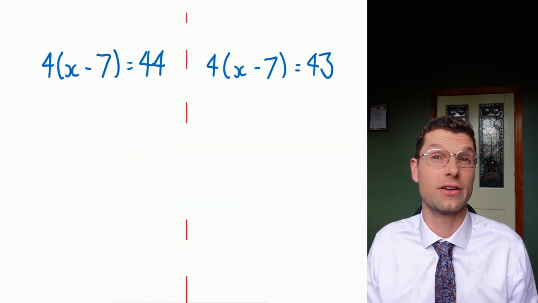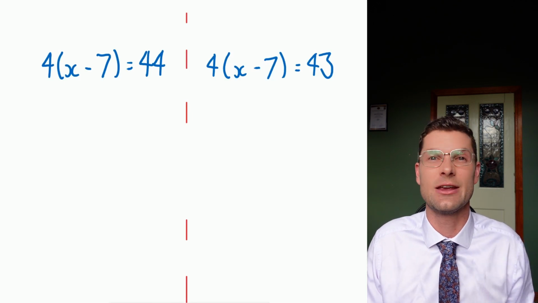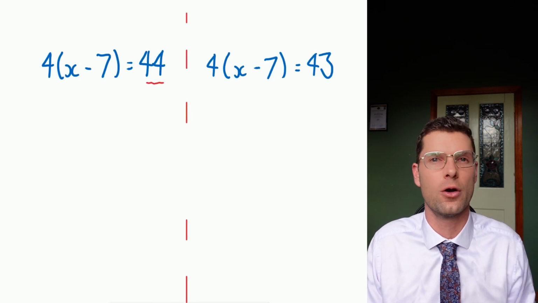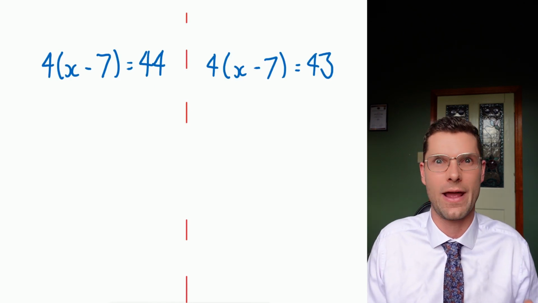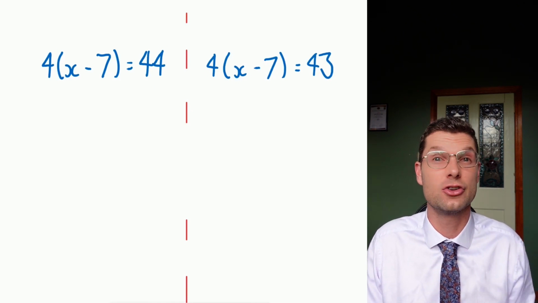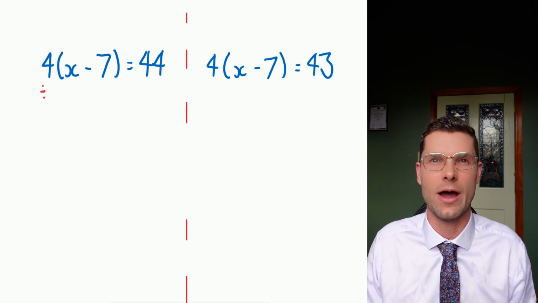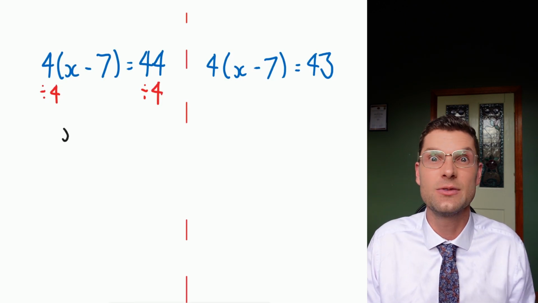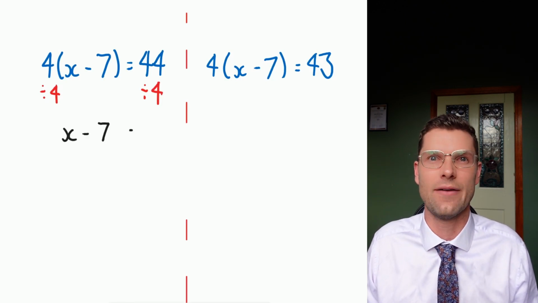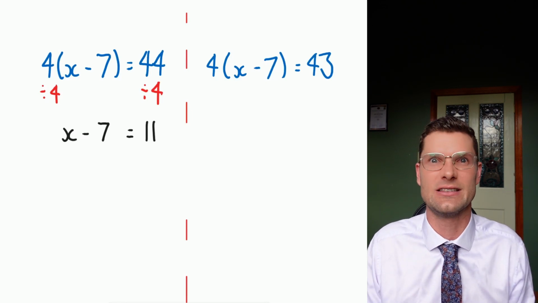So if we have another look at these side-by-side equations, we've got the same brackets, but they're just equal to something else. It's equal to 44 on one side and 43 on the other. So because I've got 4 out the front, I'm actually going to do the divide when it's equal to 44 because I know I'm going to get a whole number. So on this side, I'm going to divide both sides by 4, which leaves me with x minus 7 is equal to 11. I really like doing this because I've got that whole number and I'm not dealing with decimals.